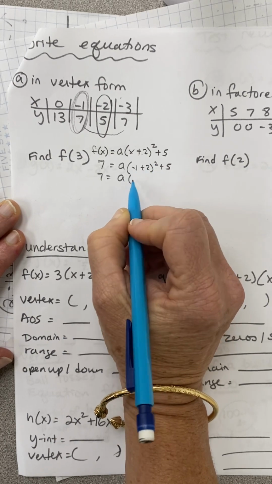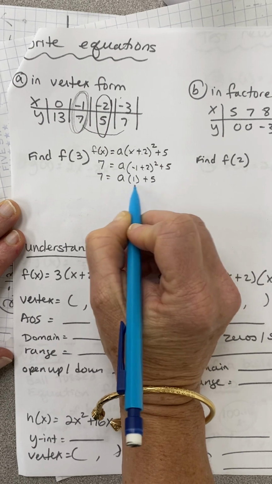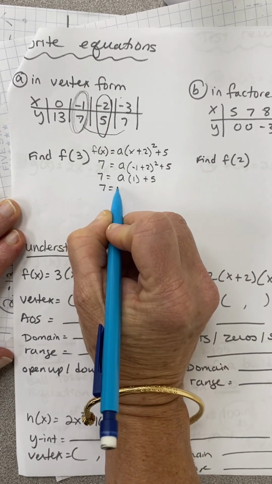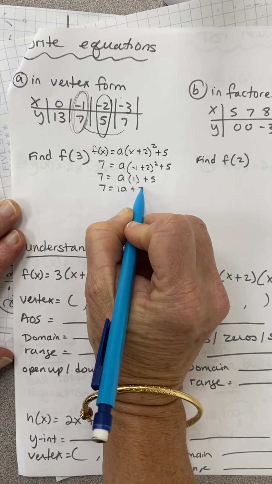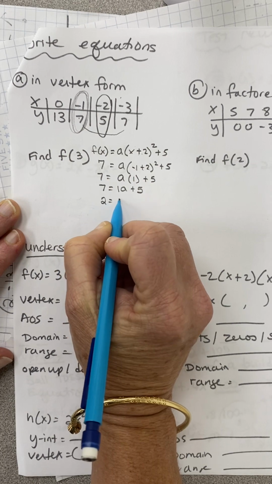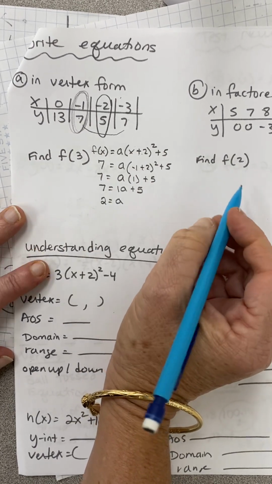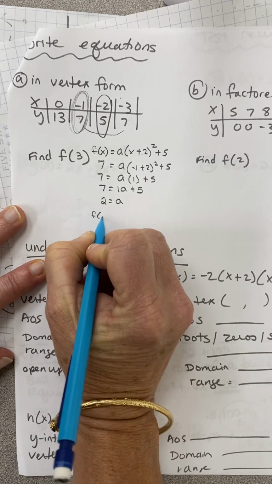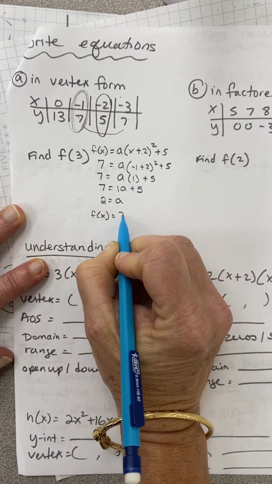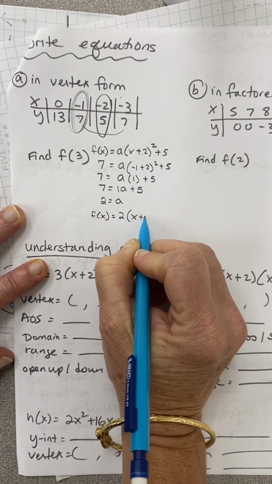1 squared is 1. And you get tempted to add the 1 and the 5, but that 1 is saying you have 1a. So I'm just going to flip-flop that so it's a little bit easier to see. Subtract 5 from both sides, so 2 equals a. So if the question just asks you to rewrite the equation, you would say f of x equals, now we know the value of a is 2, and then we can just go back to write all this stuff the same.